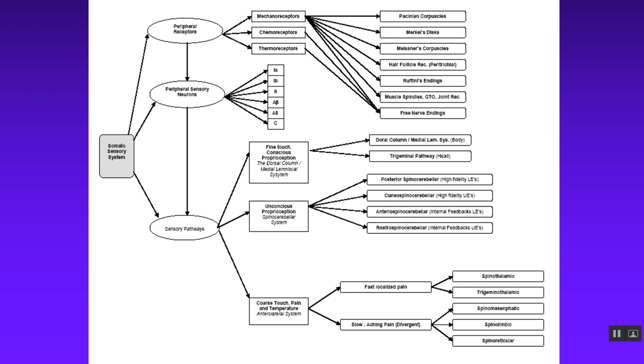But the nice part is a lot of these pathways, spinocerebellar, fair number of the spinothalamic anterolateral system, they all start in very similar locations. The first couple neurons in their pathways may be the same. It's just where they end up terminating that's a little bit different.